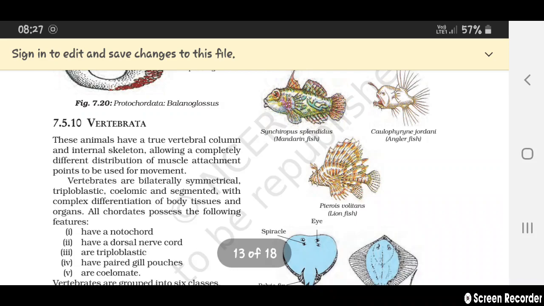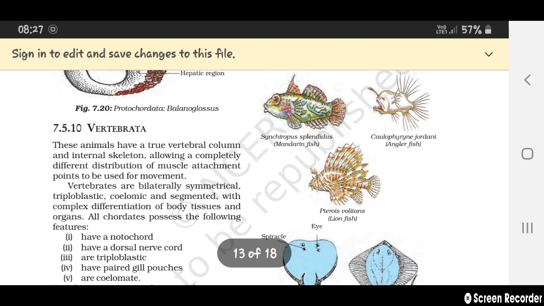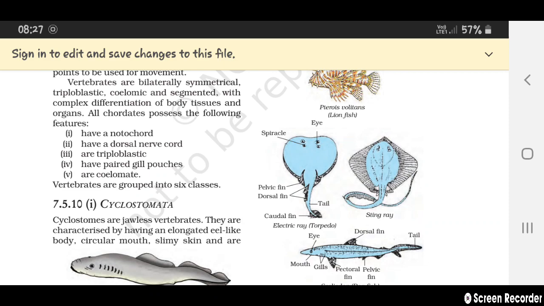First, let us know their scientific names, next we will know their real names. The first fish is Synchiropus splendidus, known as the mandarin fish. The next is Lophiiformes, known as the angler fish. The next is Pterois volitans, the lion fish. Next is the electric ray, the torpedo, and the stingray. Finally, Scoliodon, the dogfish.